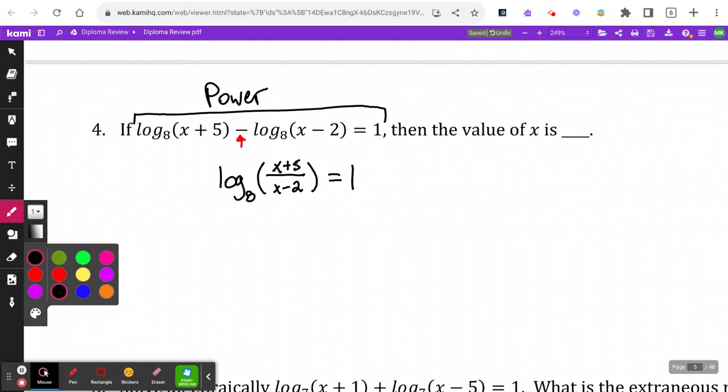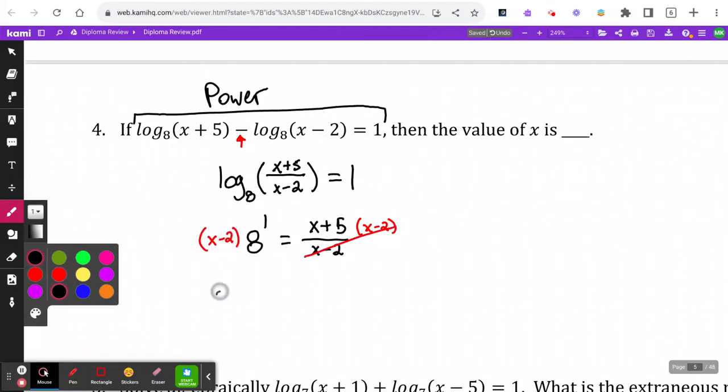Then you can turn this into a power. The base of the log is the base of the power. Whatever was by itself is the exponent. And that equals x plus 5 over x minus 2. 8 to the power 1 is 8. If I'm solving for x, I got to get rid of that fraction. So I'm going to multiply both sides by x minus 2.